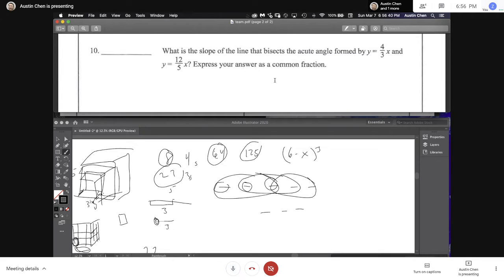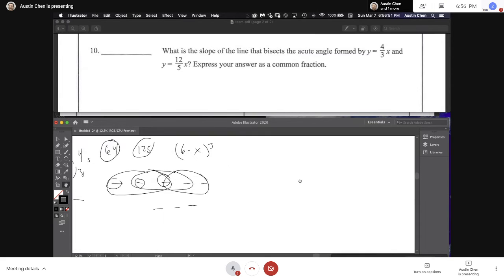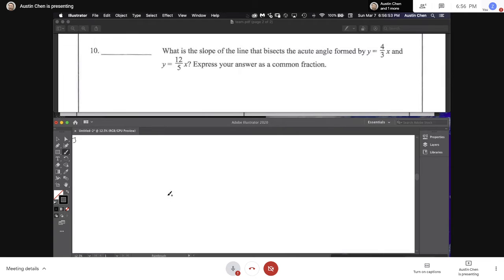Our last problem is, what is the slope of the line that bisects the acute angle formed by y equals 4/3 x and y equals 12/5 x? Express your answer as a common fraction. Okay, so basically we have two lines. This is of slope 12/5 and this is of slope 4/3. And we want to find, this is an angle here, and we want to find the slope of the line that bisects this.